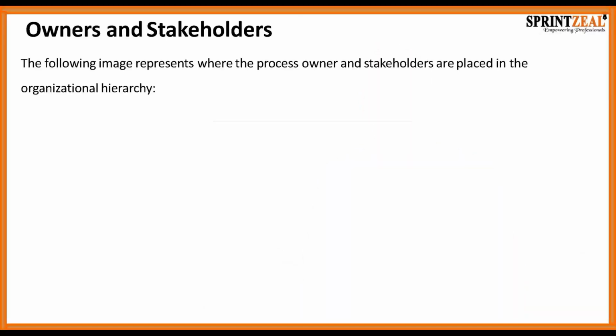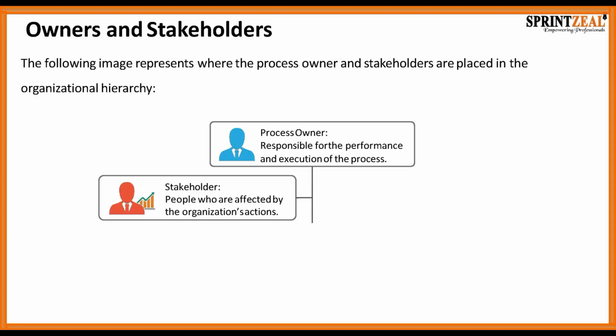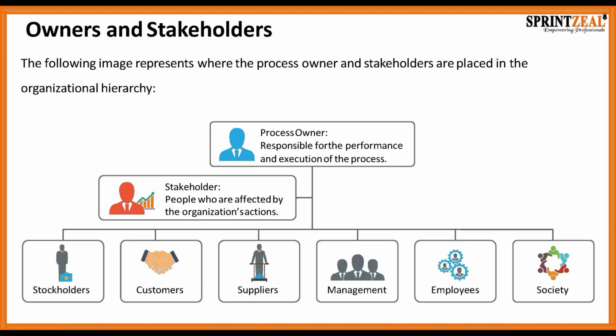This image represents where the process owner and the stakeholders are placed within an organizational hierarchy. It begins with the process owner. Now, the process owner is responsible for the performance and the execution of the process. A stakeholder is defined as people or organizations who are affected by the process's actions or its outputs. From there, we have our stockholders, customers, suppliers, management, employees, and society, all of which could be a stakeholder.